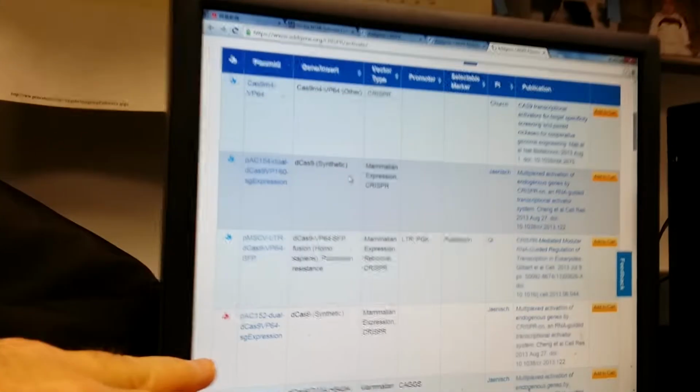But if you want to activate one, is there one better than the other, like VP64 or VP160? I'm not familiar with this, but which one would you use? I use VP64. We use VP64 right now. I see.